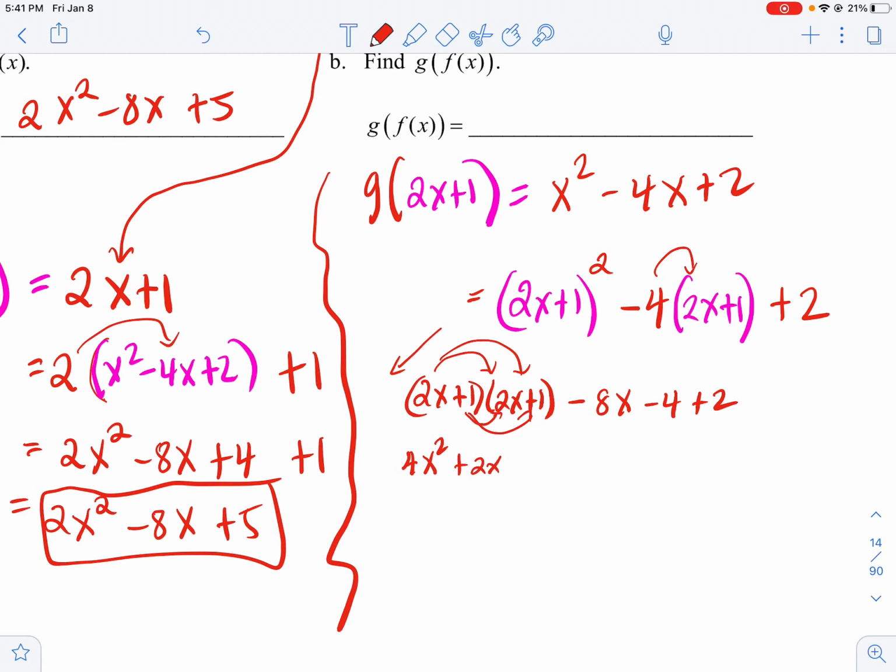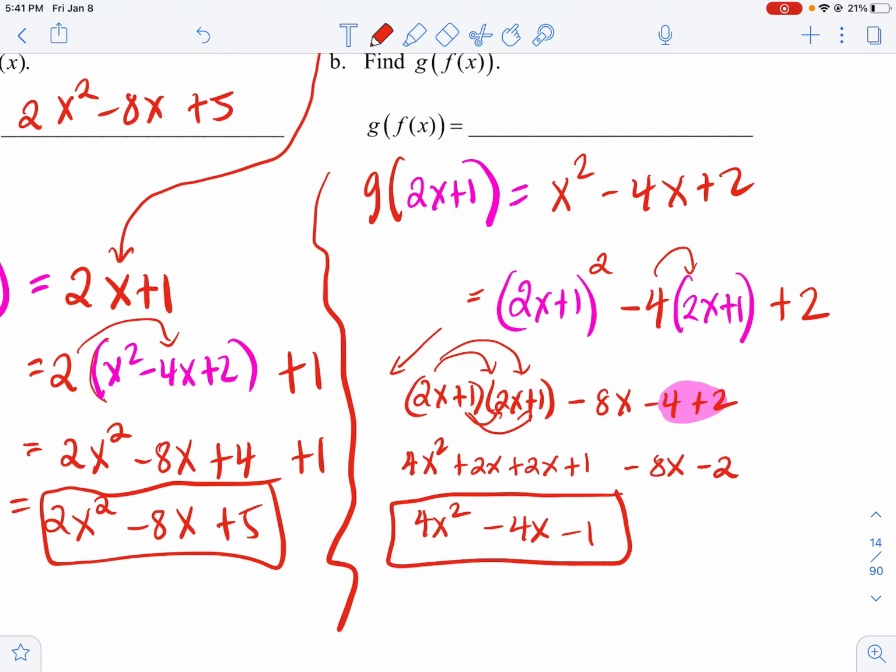Of course, that's a rainbow. So this is 4x squared plus 2x plus 2x plus 1 minus 8x. And I can combine this one already. That is negative 2. Then I can combine like terms. 4x squared, combining 2x plus 2x minus 8x, that is a negative 4x, combining 1 and a negative 2, that's a negative 1. So our final answer is 4x squared minus 4x minus 1.